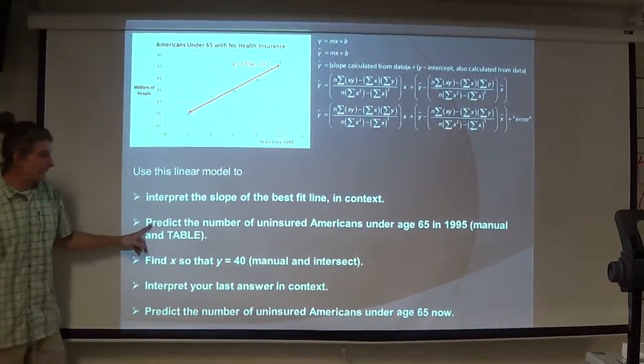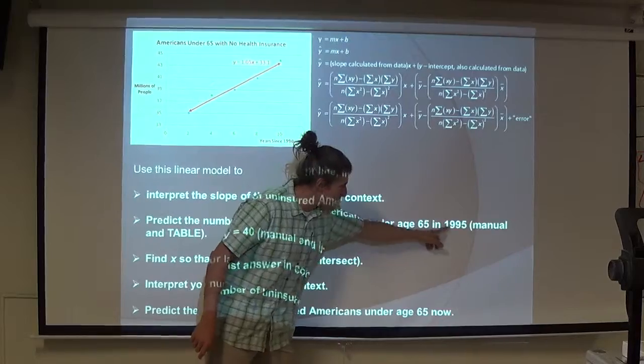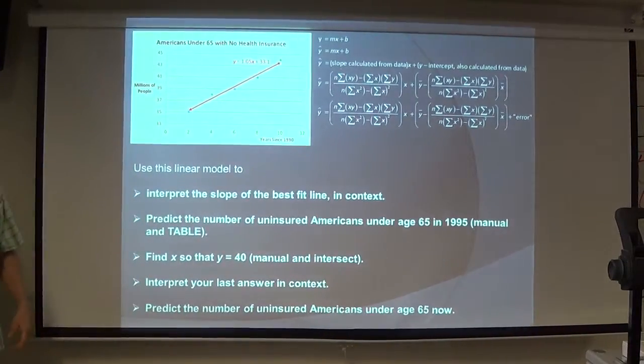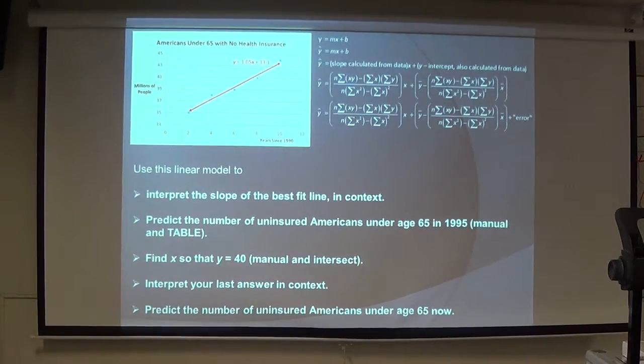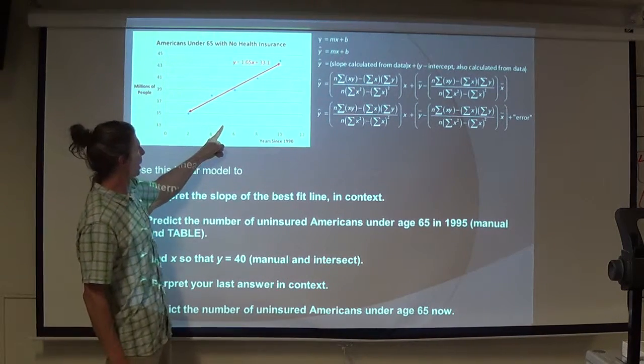It says predict the number of uninsured Americans under age 65 in 1995. And this is all under 65 with the health insurance. Now where's 1995? Between the 4 and the 6. This is years since 1990. So 1995 is going to be that guy right there.